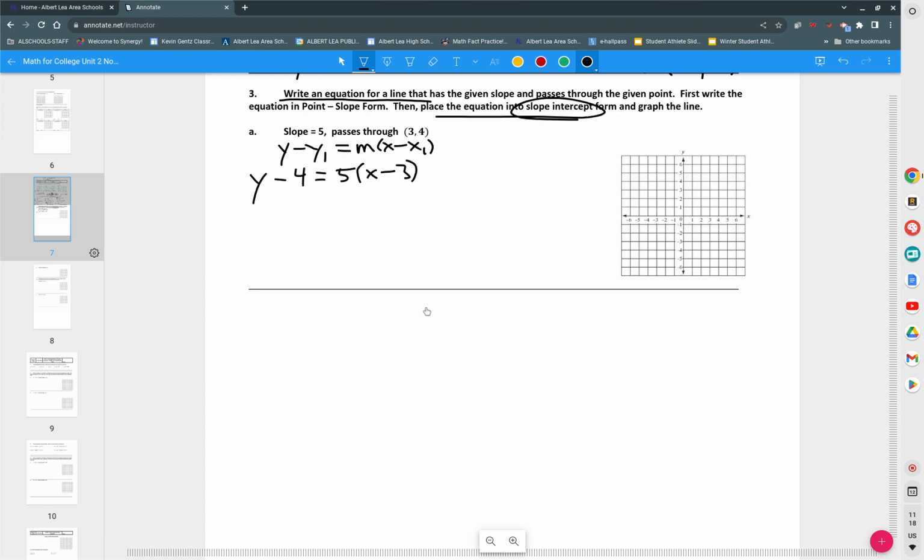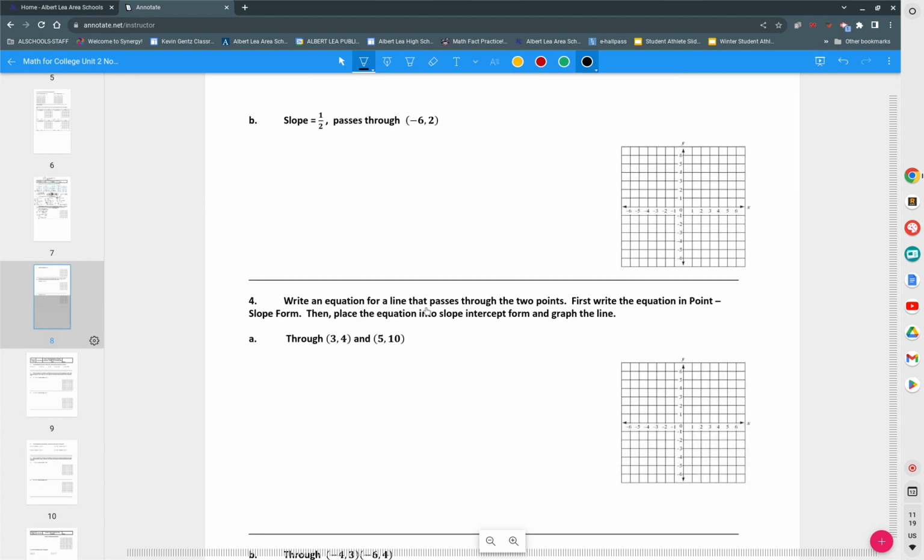Now all you need to do once you have that is place it into slope-intercept form. That's going to begin by distributing the 5, and I have y minus 4 is equal to 5x minus 15. To finish it off, I will add 4 to both sides, and I get y is equal to 5x minus 11. That's my equation in slope-intercept form. Not too bad? Okay, flip it over.